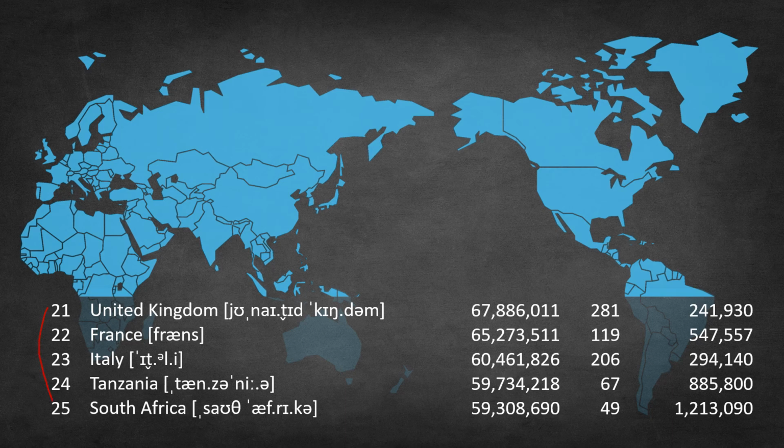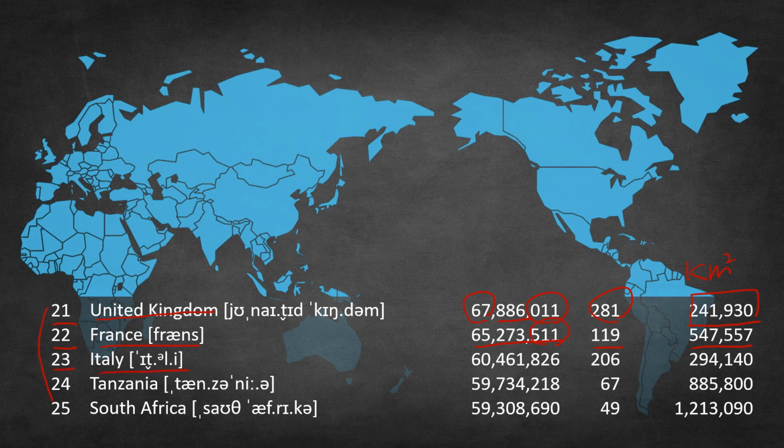Okay, these are the five countries we are going to study today. The 21st country is United Kingdom, and the population is 67,886,011 people. This is the land area, which is 241,930 square kilometers. And then this is the density. 22nd country is France. France, the population is 65,273,511. And this is the land area. And this is the density.